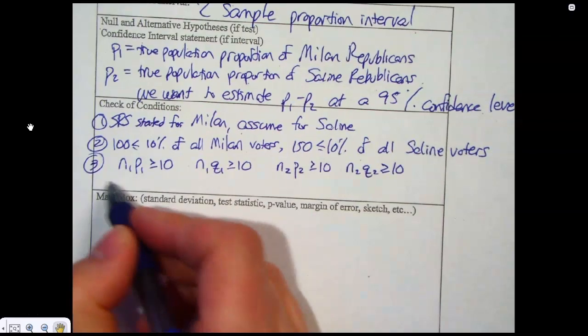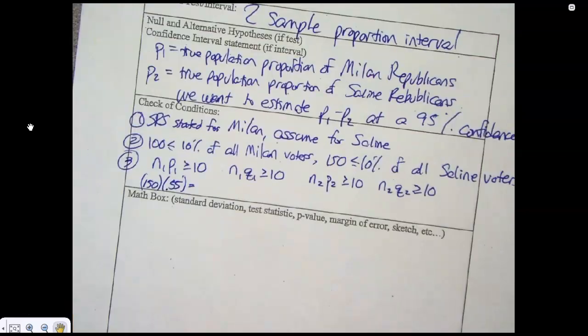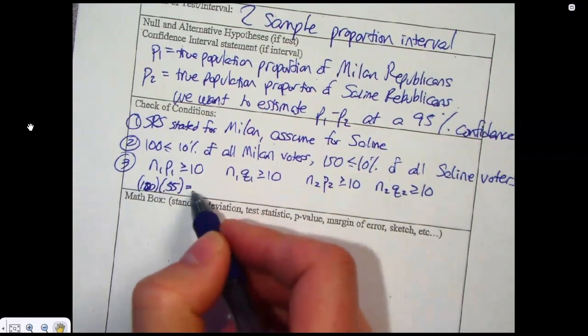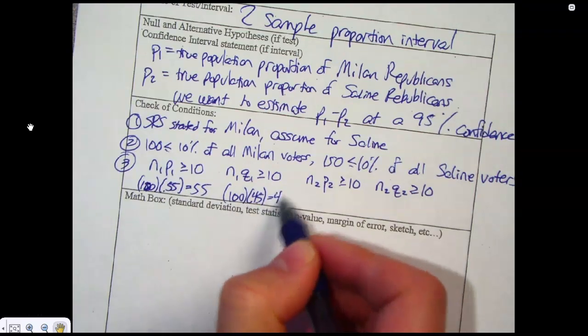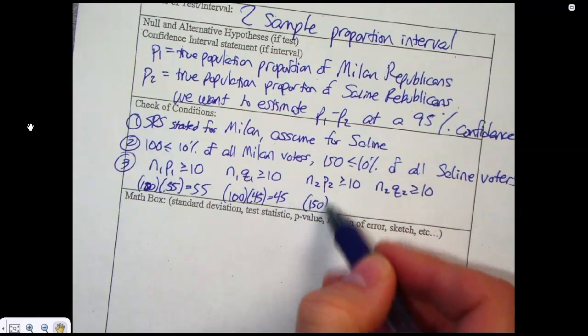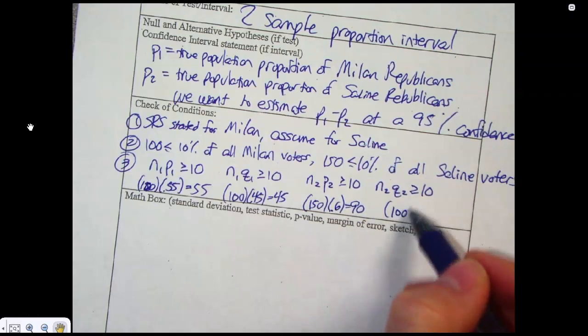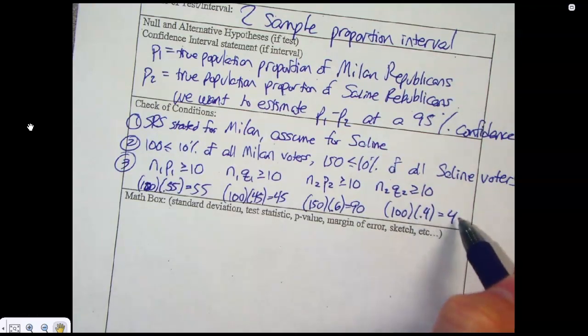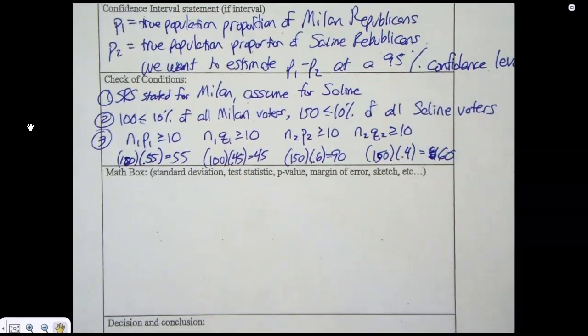show the math. So this is 100 times 0.55, sorry, which is 55. 100 times 0.45 equals 45. 150 times 0.6, that's 90. And then 150 times 0.4 is 60. Those are all bigger than 10, so we are good to go forward.